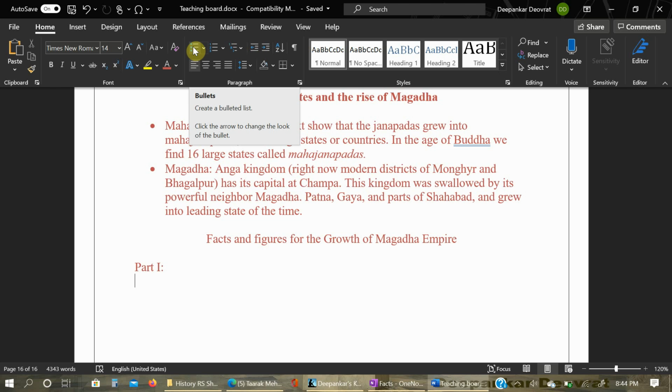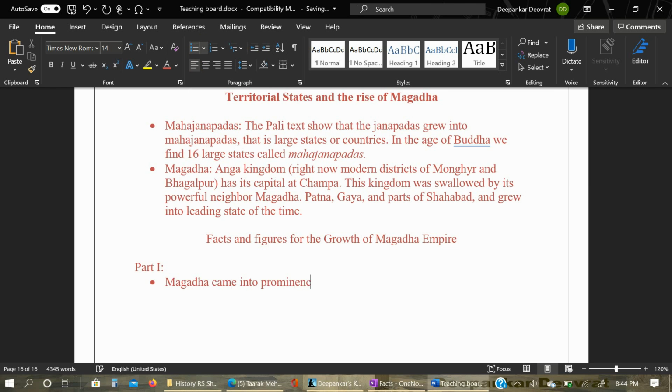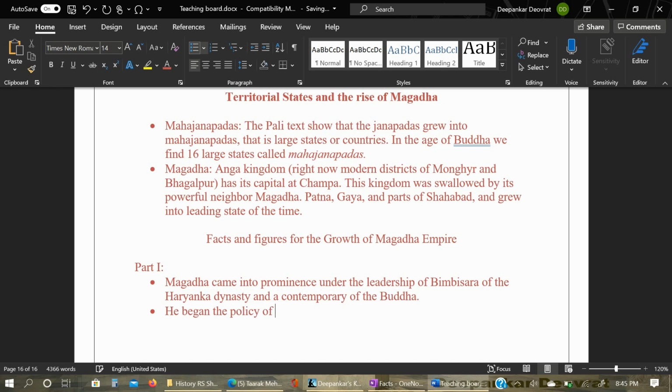So it was during the Buddha period that Magad came into prominence under the leadership of Bimbisara of the Haryanka dynasty, a contemporary of the Buddha. He began the policy of conquest and aggression, which ended with the Kalinga War of Ashoka.